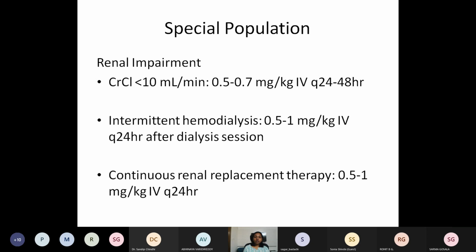In CKD, chronic kidney disease, we know that amphotericin is one of the drugs that have a high incidence of nephrotoxicity, but still with a creatinine clearance of more than 10, it can be given at the lowest required dose. When the creatinine clearance is less than 10 ml per minute, it can be given at 0.5 to 0.7 milligram per kg IV, either every 24 hours or once in 48 hours, with very strict monitoring of the creatinine. In case a patient is undergoing hemodialysis, 0.5 to 1 milligram per kg after the dialysis session, or in continuous renal replacement therapy, 0.5 to 1 milligram per kg per day.